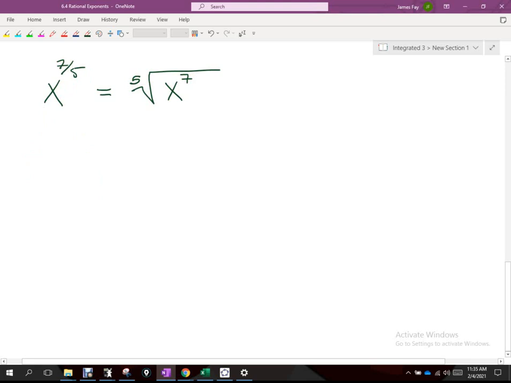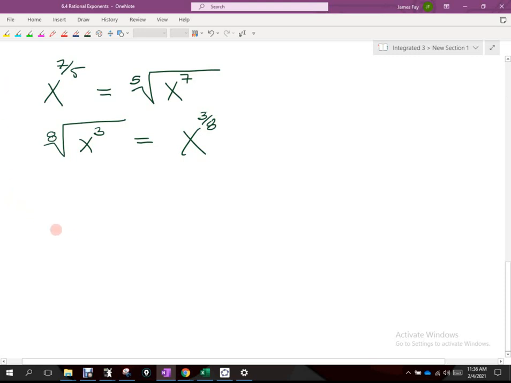And here's the reason why we like this. Let's do this example first, and then we'll go into the purpose of this. Let's say we had the 8th root of x to the 3rd. How can I rewrite that as a fractional exponent, or rational exponent? 3 divided by 8 as my exponent. Okay, so here's why we like this.